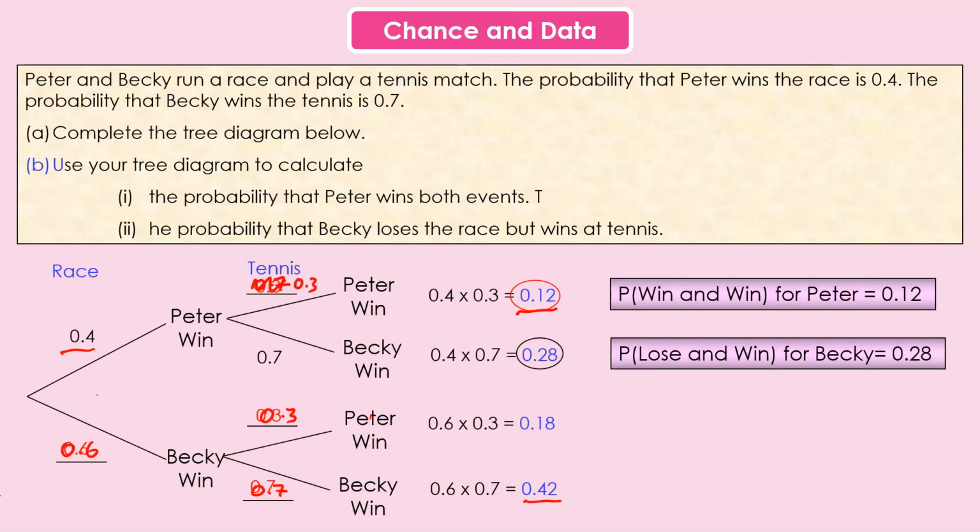So this was an example of a probability tree where it didn't matter who won the first event, the probability for the second event was the same. So it didn't matter if Peter won the race, Becky would have the same probability of winning the tennis. That's called an independent event. So the running race and the tennis were independent events. Their probabilities didn't affect each other.